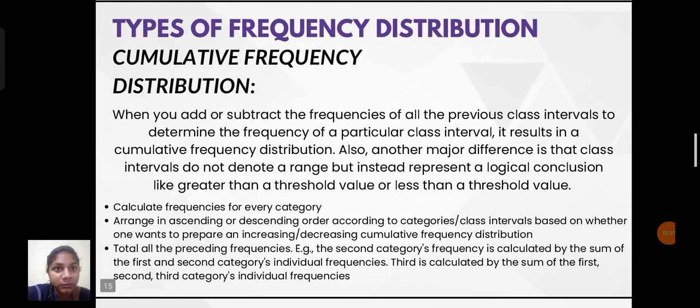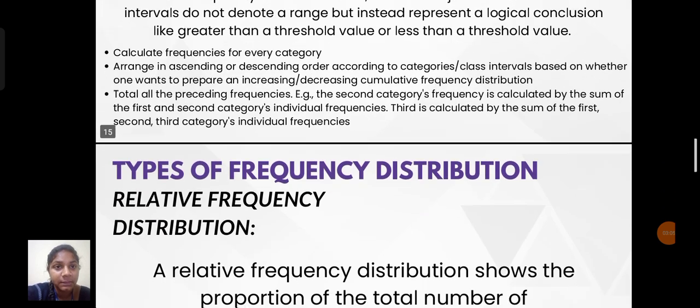Next, the cumulative frequency distribution. It is to calculate frequencies for every category, then arrange them in ascending or descending order according to categories or class intervals, based on whether one wants an increasing or decreasing cumulative frequency distribution. Then total all the preceding frequencies. For example, the second category's frequency is the sum of the first and second categories' individual frequencies. The third is the sum of the first, second, then third categories' individual frequencies.